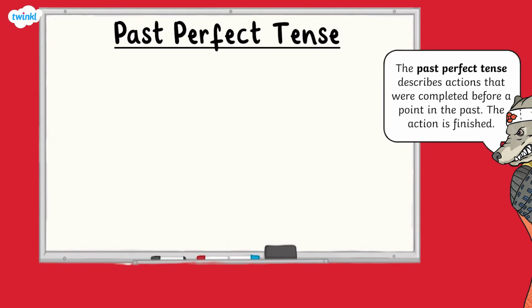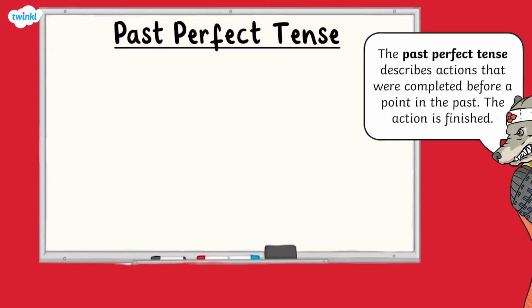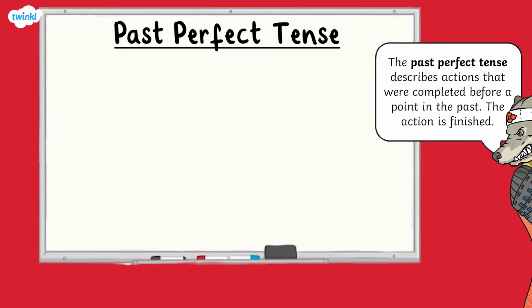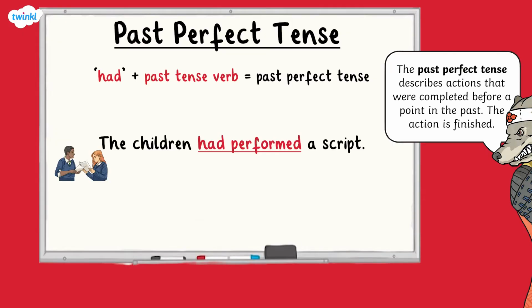Finally, the past perfect tense describes actions which were completed before a point in the past. The sentence makes it clear that the action has already finished. To form the past perfect tense, we use the word had and add it to the beginning of a past tense verb. The children had performed a script. The man had put on a harness before his bungee jump.